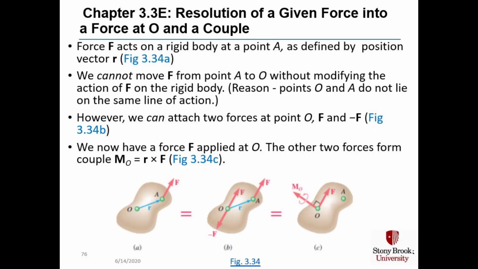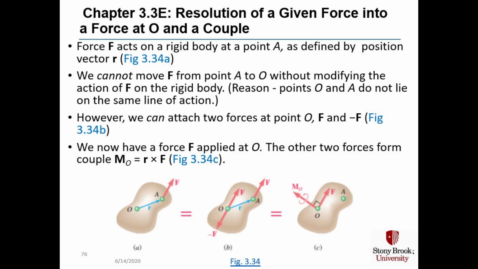Now we'll discuss how to resolve a given force into a force at the origin of the rigid body at point O and a couple. Force F acts on a rigid body at point A as defined by position vector small r. We can't move F from point A to point O without modifying the action of force F on the rigid body, and the reason is that points O and A don't lie in the same line of action.